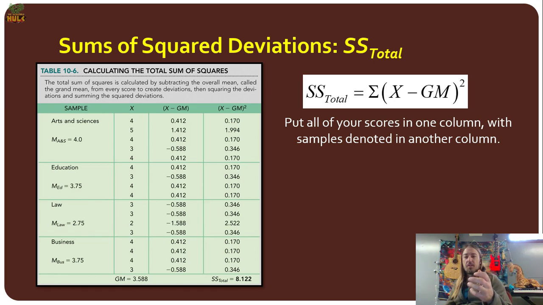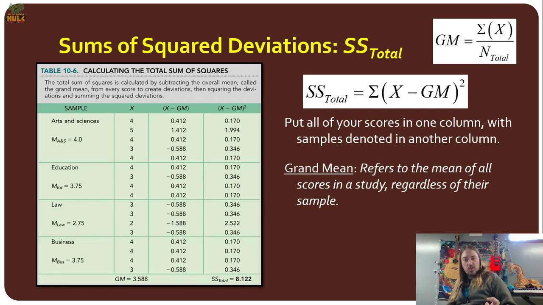So you subtract off that 3.588 from 4, do it from 5, do it from 4, do it from 3, do it from 4, and keep doing it all the way down, right, filling out that next column there. After that, you square all of those deviations, and we see that last column where we've squared all of those values. Finally, at the end, we have to sum all of those squares together, and when we do so, we get a sum of squares total of 8.122.